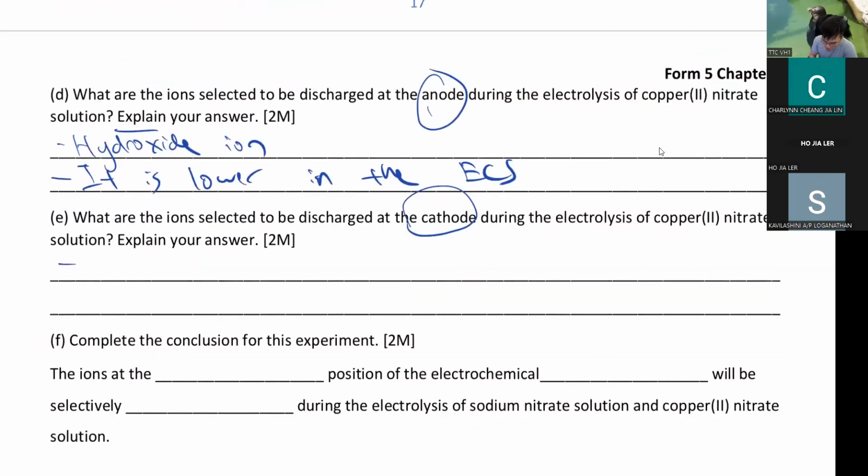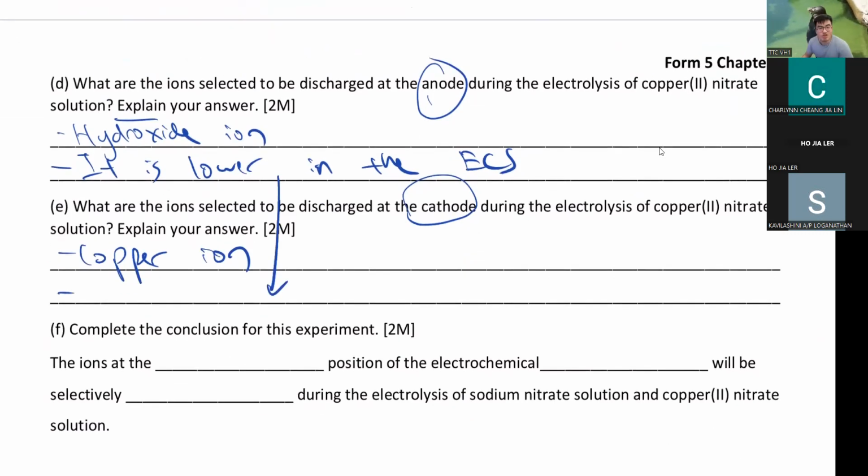Yes, that would be your copper ion. Again, explain your answer: because it is lower in the ECS. It is less electropositive. Just now it was less electronegative, now it's less electropositive.